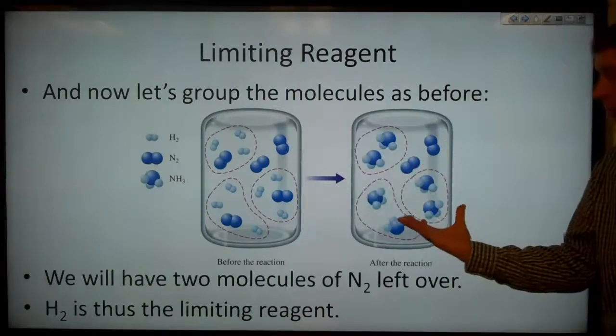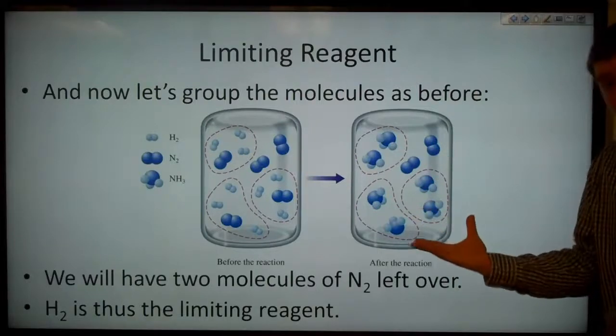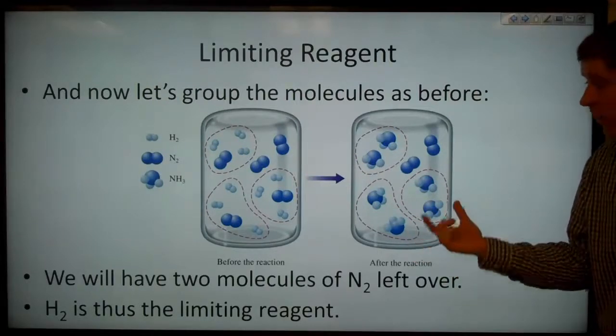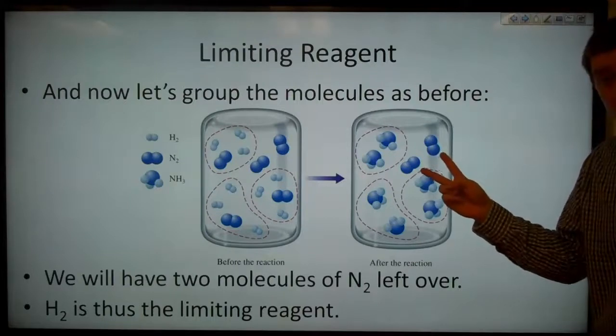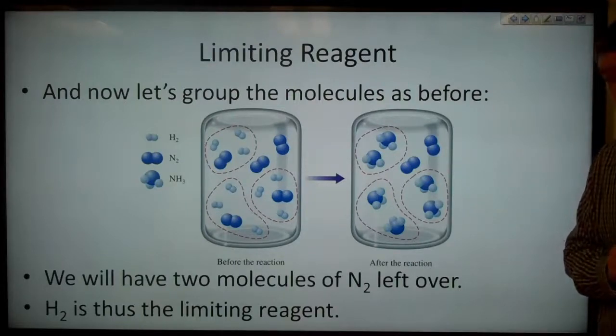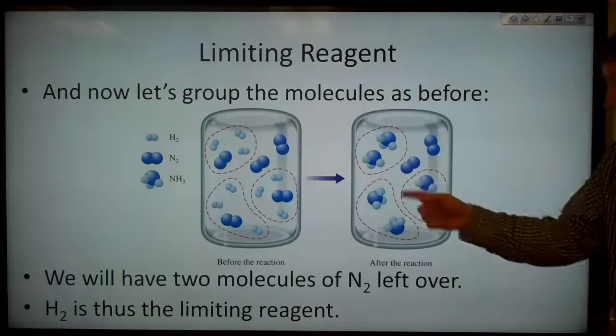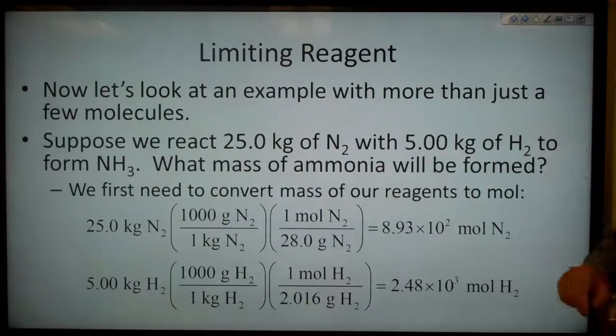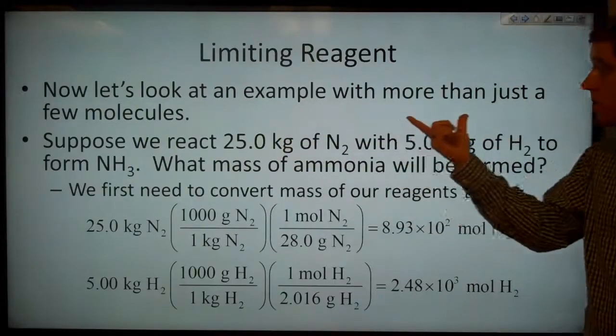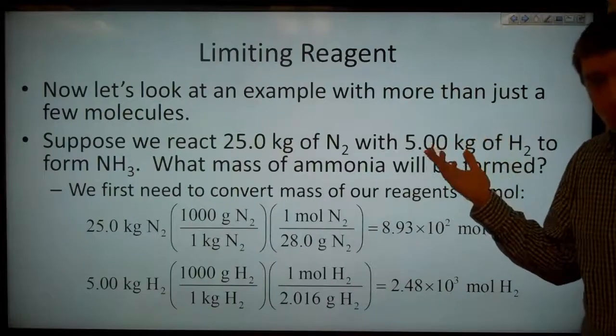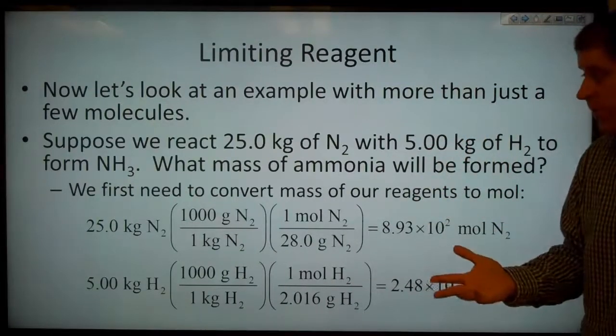So once we go ahead and react, we have no hydrogen left because we've reacted all of it, but we do have these 2 nitrogen molecules left over, and we still have our ammonia. In this case, we've made 6 ammonia molecules. So now let's look at an example with more than just a few molecules, more molecules that we can count.